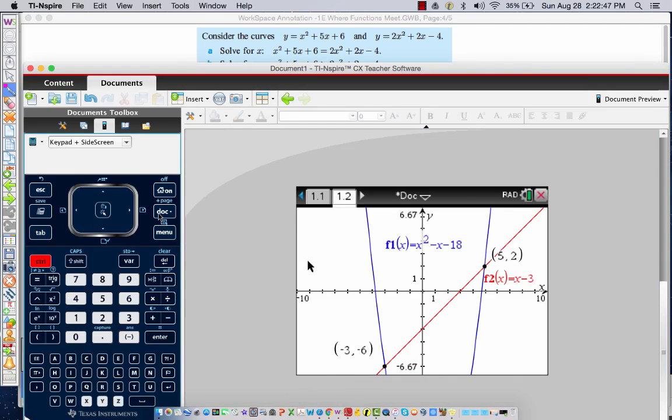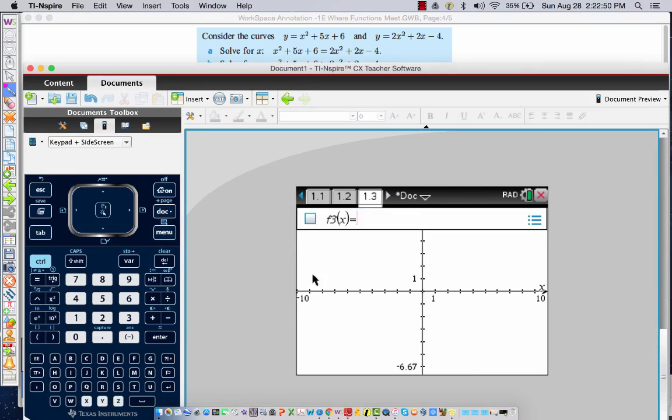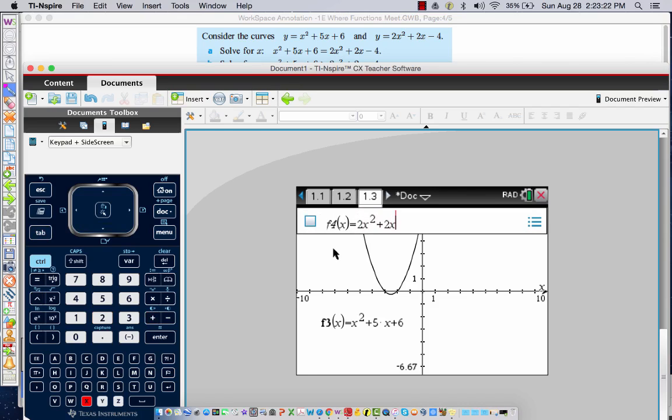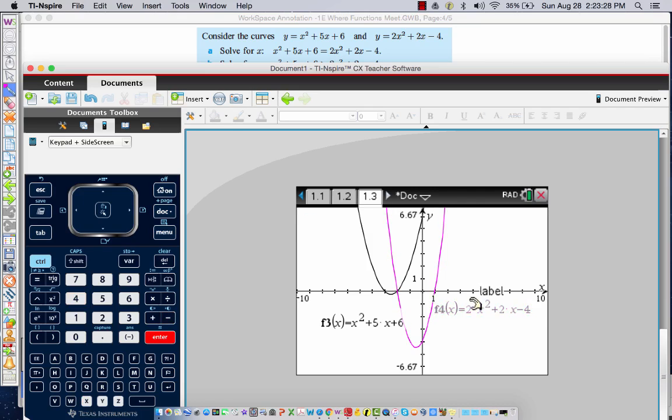I'm just going to add a totally new page so I don't have to clean that up. Add graphs. You should always be in a document. Don't be in Scratchpad. All right, so x squared plus 5x plus 6. There we go. So that's the third function I've input. I hit tab to enter the next function, which is the fourth function as indicated right there. So that's 2x squared plus 2x minus 4. And there we go.